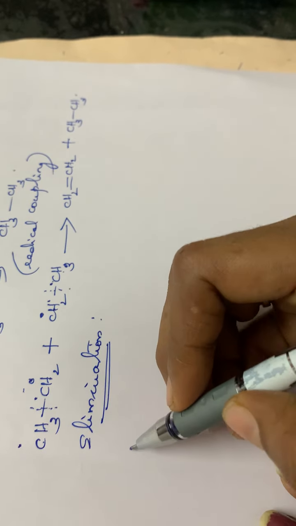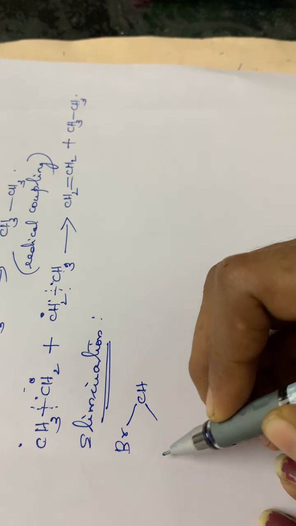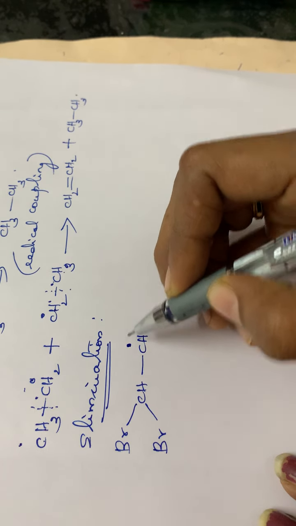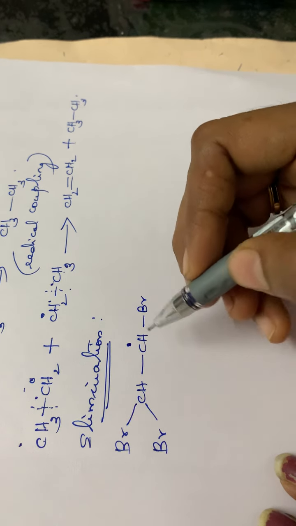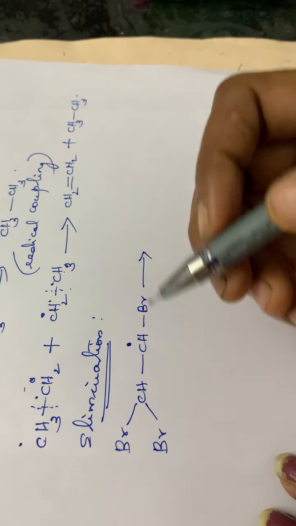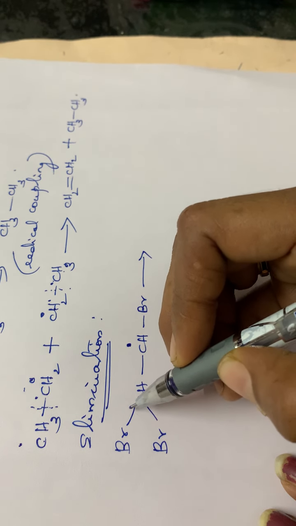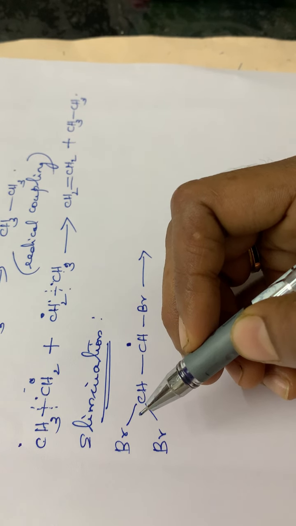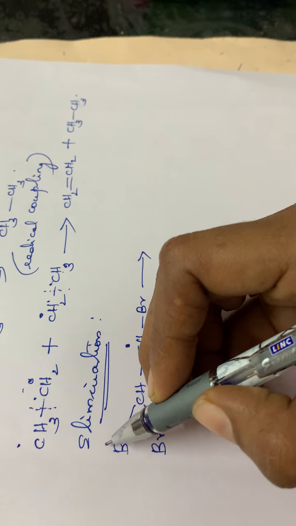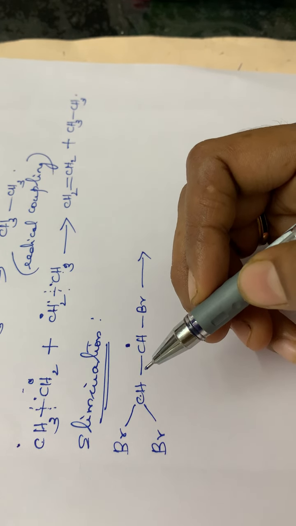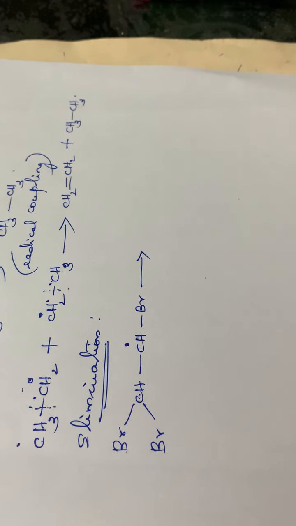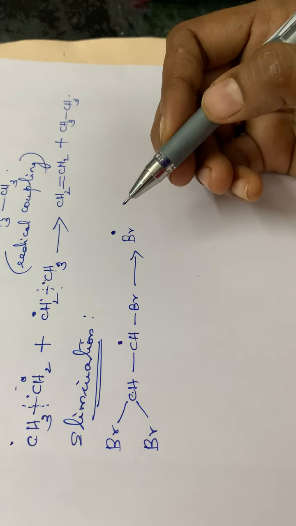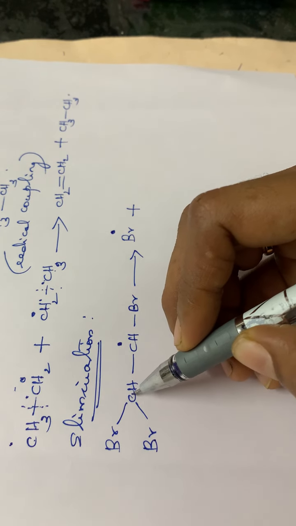Say for example, Br, CH, Br. This is the example given in your textbook. Single bond CH dot Br. So this is one free radical. Here one of these bonds breaks, and this bromine atom will be getting one electron, and this carbon will be getting one electron. One equal distribution of electrons takes place here, so that this bromine got freed up, and it will be a Br free radical, plus the remaining will be Br, CH.